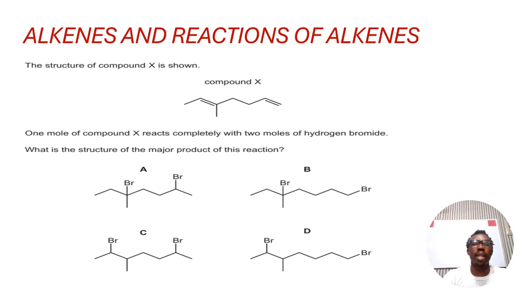The structure of compound X is shown. You can see the structure of compound X. 1 mole of compound X reacts completely with 2 moles of hydrogen bromide. What is the structure of the major product of this reaction?